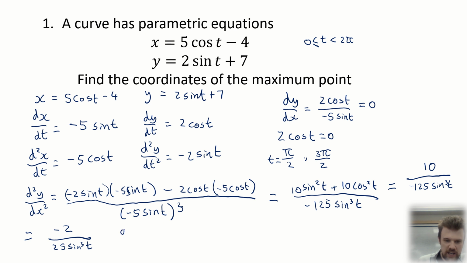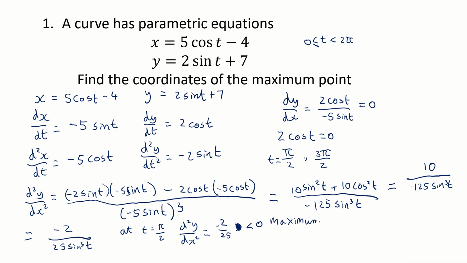So at t equals pi over 2, d squared y over dx squared is equal to minus 2 over, well, sine of pi over 2 is 1, 1 cubed is 1, so it's minus 2 over 25, which is less than 0, which means it's a maximum. Oh my goodness, there we go, we found it already. That is the maximum point.